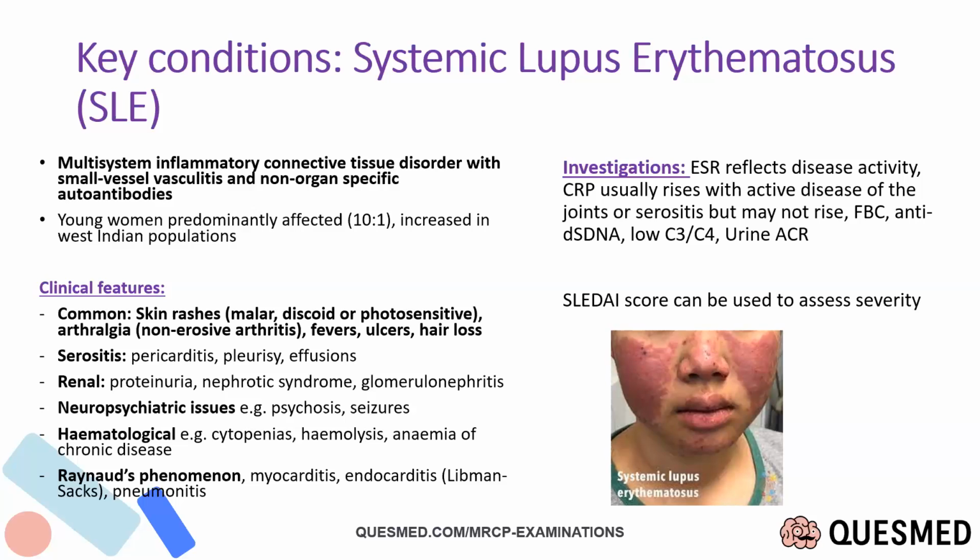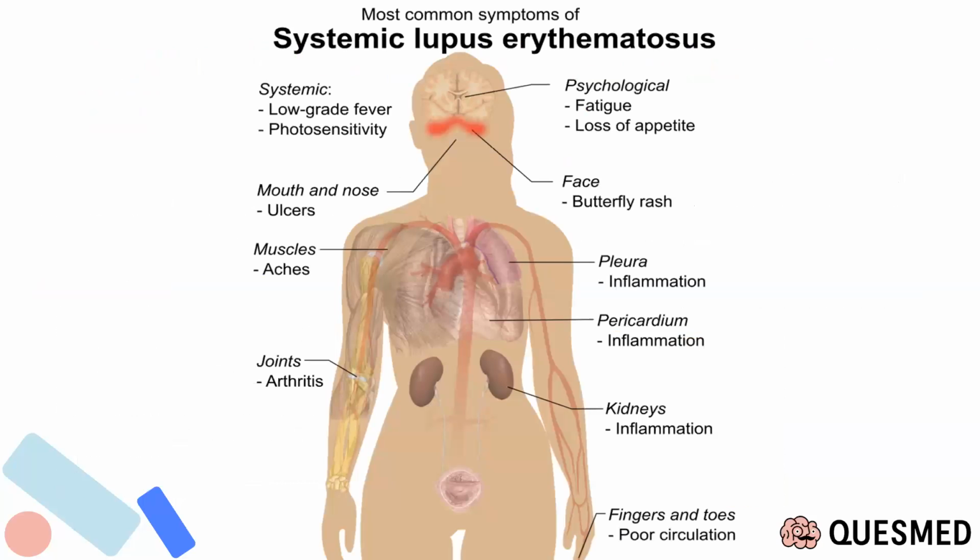And we always test the urine albumin-creatinine ratio. We use something called the SLEDAI score to assess severity, and that takes into account most of those common features and common changes on the bloods. This is just a diagram to show you that it can affect any organ and the most common things that patients can get.